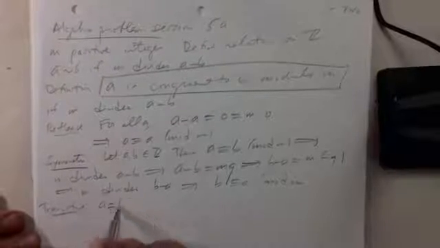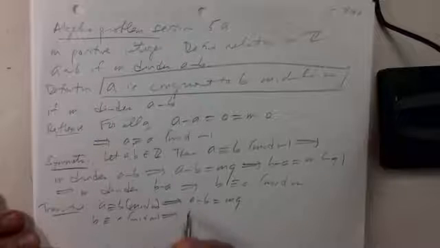And why is it transitive? Suppose a is congruent to b mod m, and b is congruent to c mod m. So this means that a minus b is m times some number q, and b minus c is m times some number t. If we add these equations, the b's cancel. a minus c is mq plus mt, which is m times q plus t. So m divides a minus c. So a is congruent to c mod m.